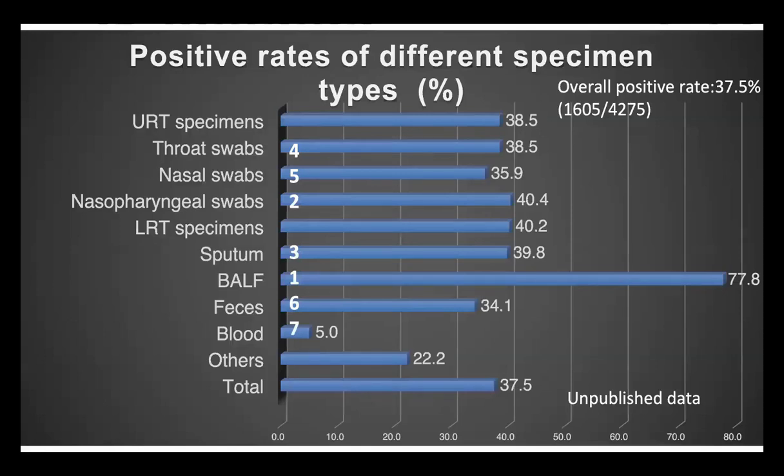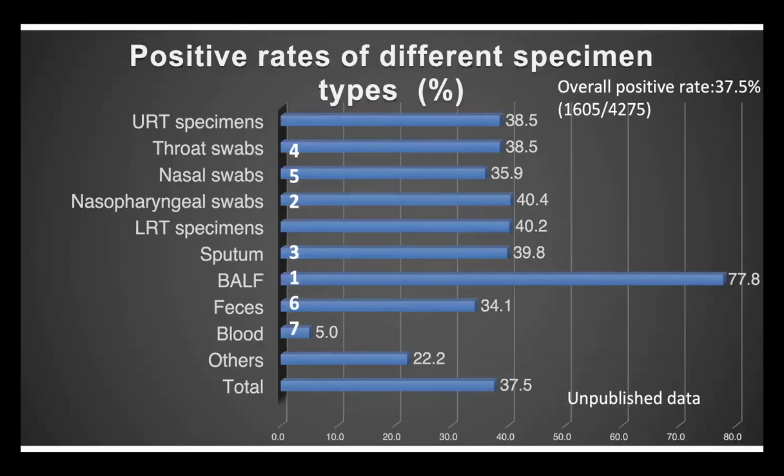So out of the 4,275 test results, there were 1,605 positive. The positive rate was 37.5%, which is consistent with previously reported data. Such low positive rates actually have been criticized a lot.